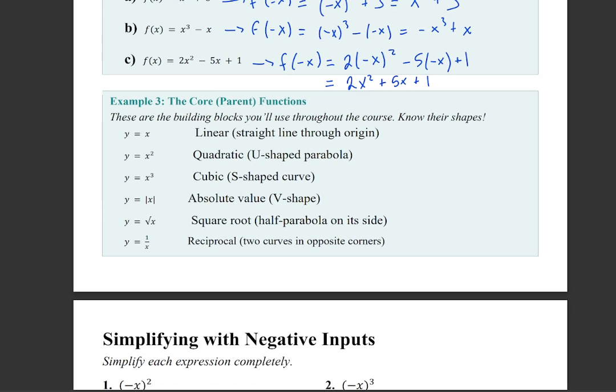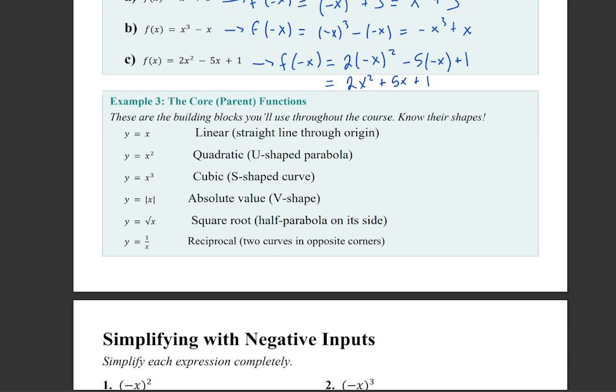The third example on here, in a sense, is just collecting some of these parent or core functions that we're going to be working with. We pick functions and then we like to identify their graphs, and we build other graphs based off of these core functions. So of course you see y equals x, the linear function, come up a lot.